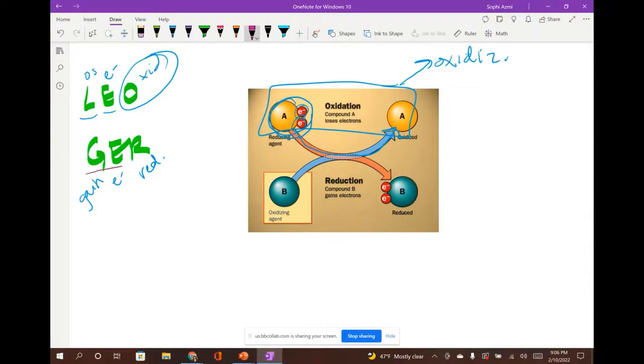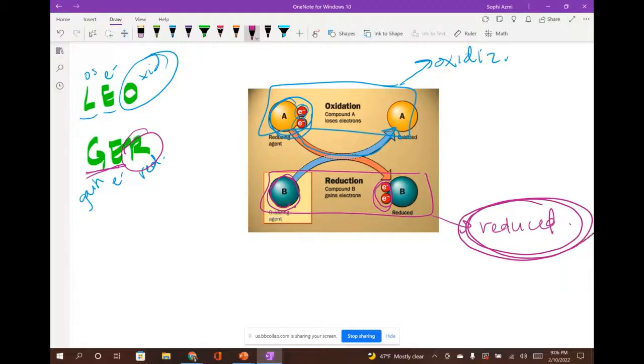Now, if I look here, gaining electrons, well, B is right here. It has no electrons. All of a sudden, it gets electrons. Well, if it gains electrons, it's reduced. So from here to here, B gains electrons, so GER, it's becoming reduced, right? Now, remember what I told you. If something is getting reduced, that means that it is an oxidizing agent. And it says it right here.